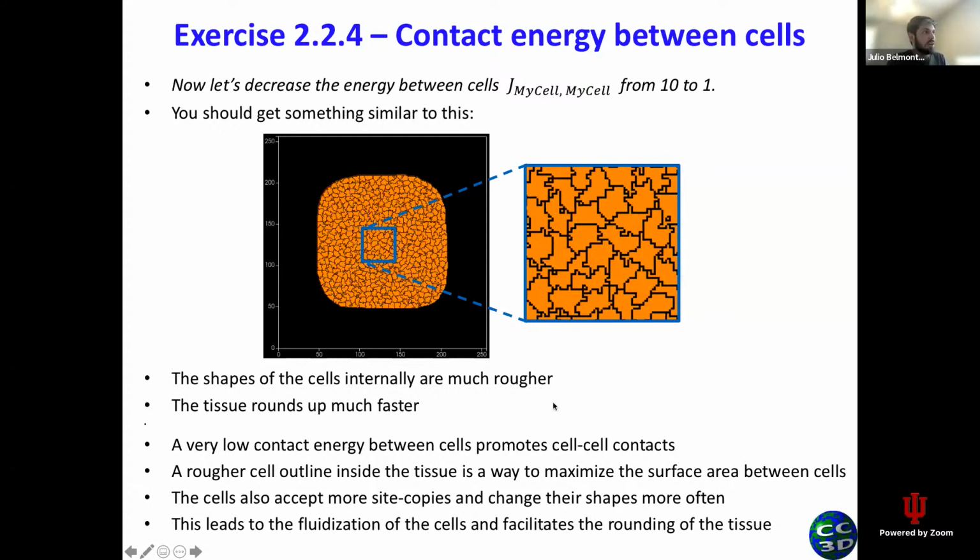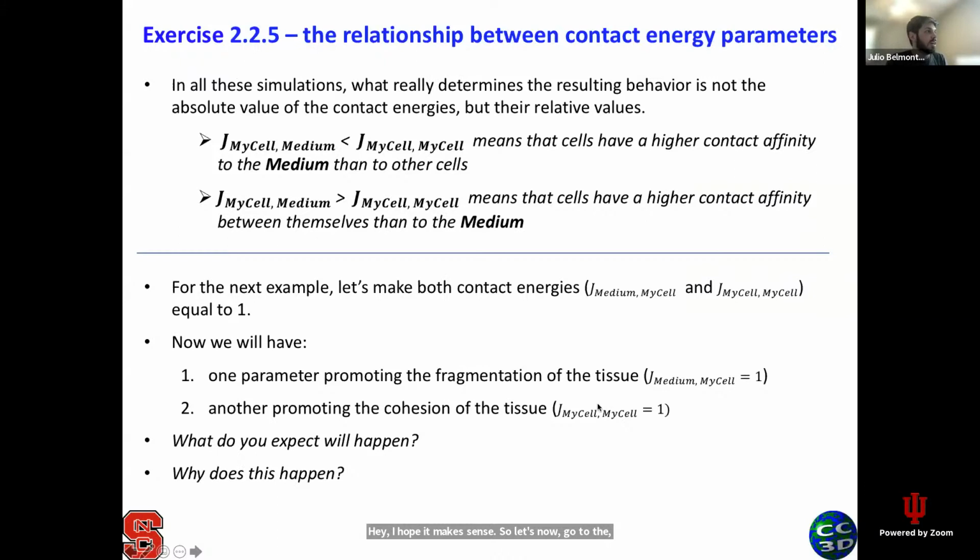So let's now go to another exercise. Now, we make the cell-cell adhesion energy 1, and that leads to the fluidization of the tissue. And then you make the medium and cell energy 1, and that leads to the spreading, the EMT. Now let's make both equal to 1, okay?